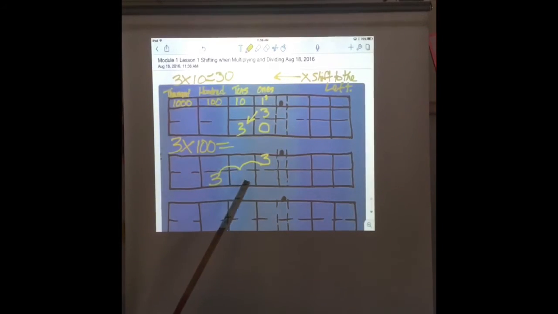Now what do we do with these other 2 spaces? We put zeros in here. And what's our number for our answer? 300. 300, right. Isn't that easy? Yes. Pretty easy, isn't it?